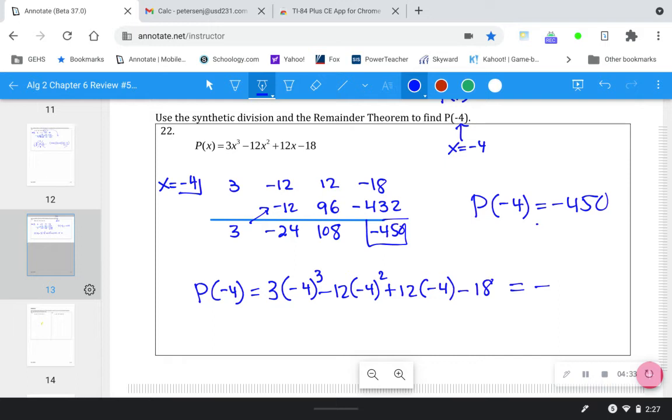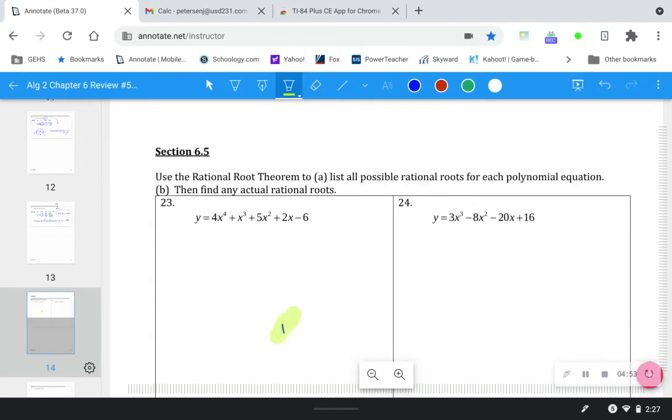It does equal negative 450. So this is the answer, and we did it the way that was specified by using synthetic division. That's called the remainder theorem because your answer is in the remainder box. Okay, so there we go. And give me a second to set up this next one here.